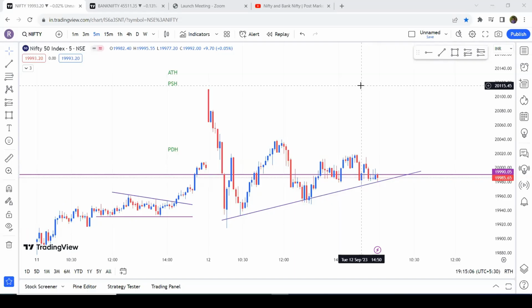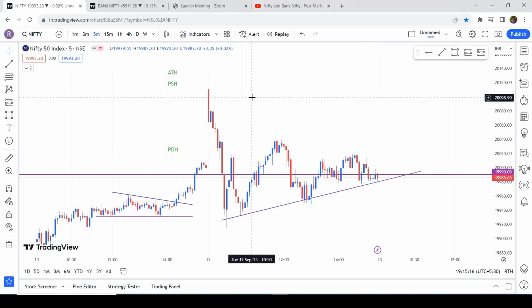Welcome back, traders. Let's start with the Nifty 50 analysis for September 12. As I always say, I start by marking my analysis on the 1 day time frame.